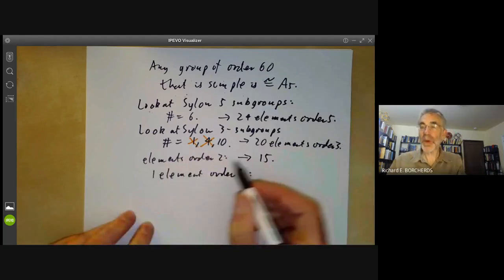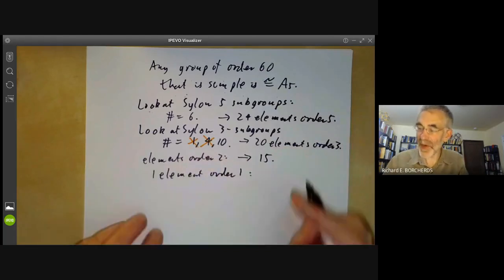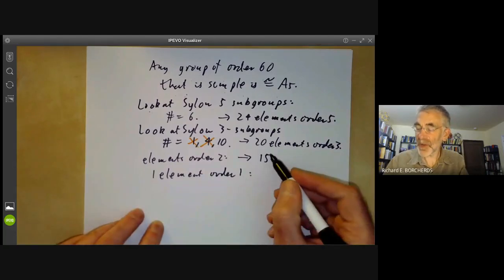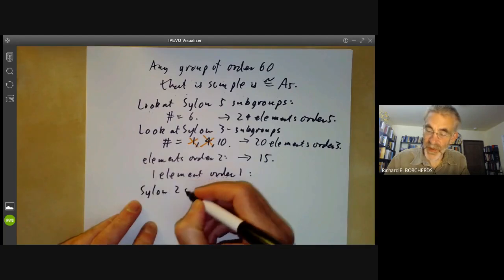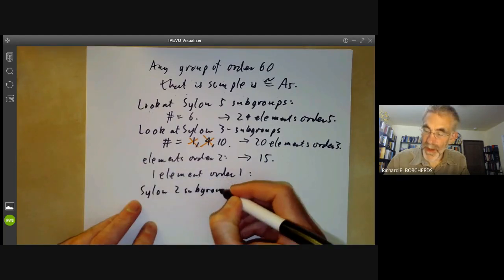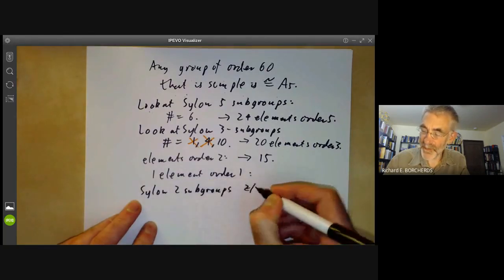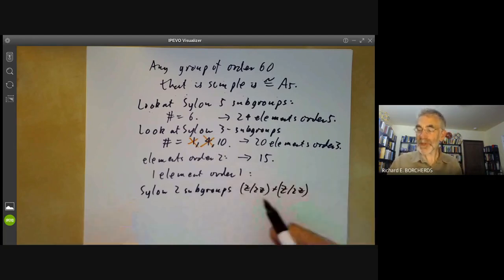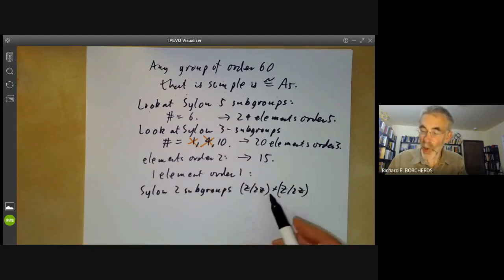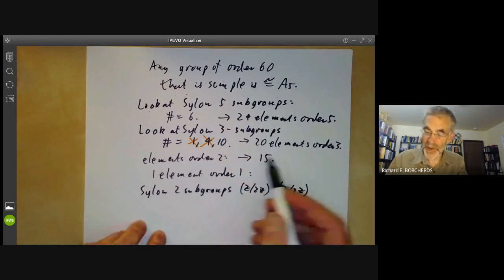Now, if you remember when we were talking about the transfer map, the Sylow 2-subgroup can't be cyclic, so the Sylow 2-subgroup is Z modulo 2Z times Z modulo 2Z. And we also pointed out when we were discussing the transfer that in this case, all elements of order 2 must be conjugate.